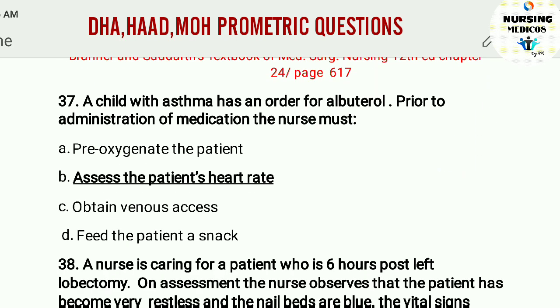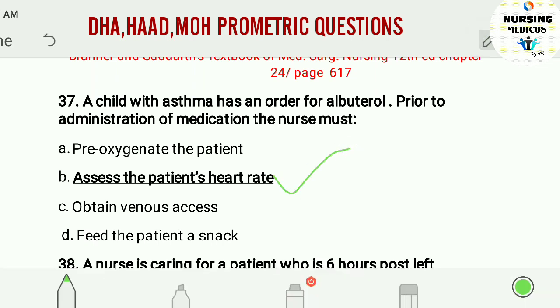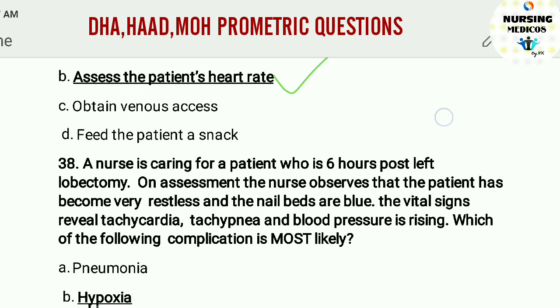Okay. Then question number 37. A child with asthma has an order of albuterol. Prior to giving this medication, the nurse must A. Pre-oxygenate the patient, B. assess the patient's heart rate, C. obtain venous access, and option D is feed the patient snacks. So before giving this, we have to assess the patient's heart rate.